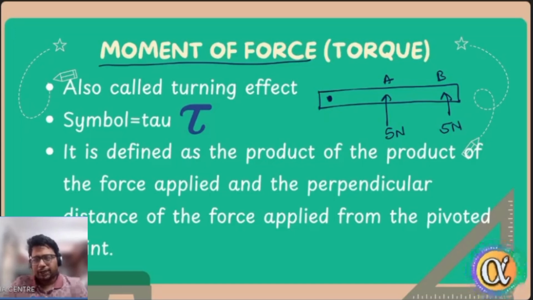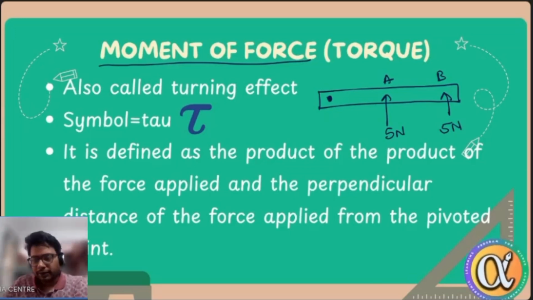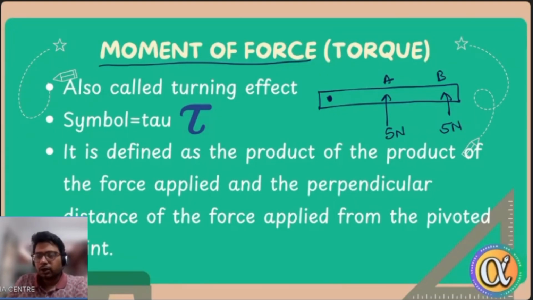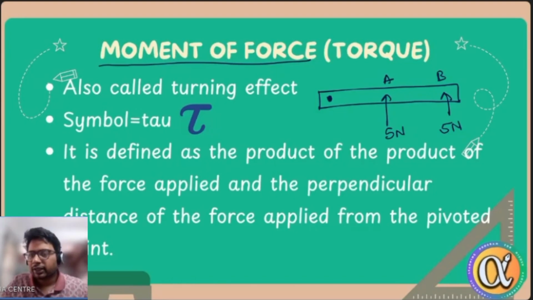So if we apply the same force from a greater distance from the pivoted point, the turning effect would be greater. It can produce a greater turning effect. So that is what moment of force means: how much turning effect is being produced by a force, which not only depends on the force, but also on how far the force is being applied. So force alone is not sufficient to explain the turning effect.